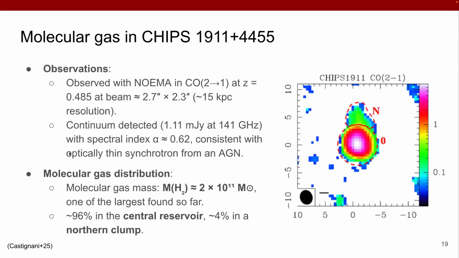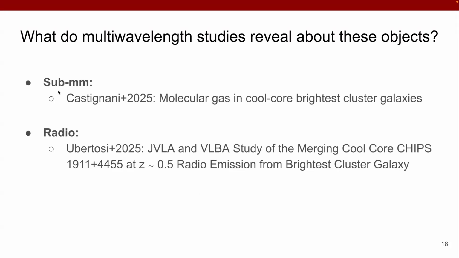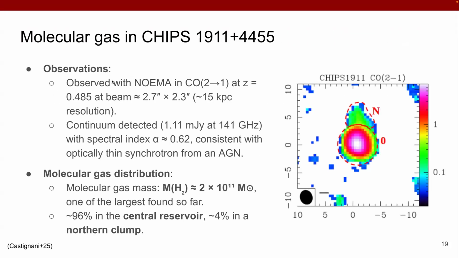First, in submillimeter, we can measure the molecular gas. So we use NOEMA observations of CO 2-1 at the same redshift with a resolution of about 15 kiloparsec. What this image shows is that we can calculate the brightness of this as the molecular gas mass, or hydrogen 2. And the hydrogen 2 mass is 2 times 10 to the 11.